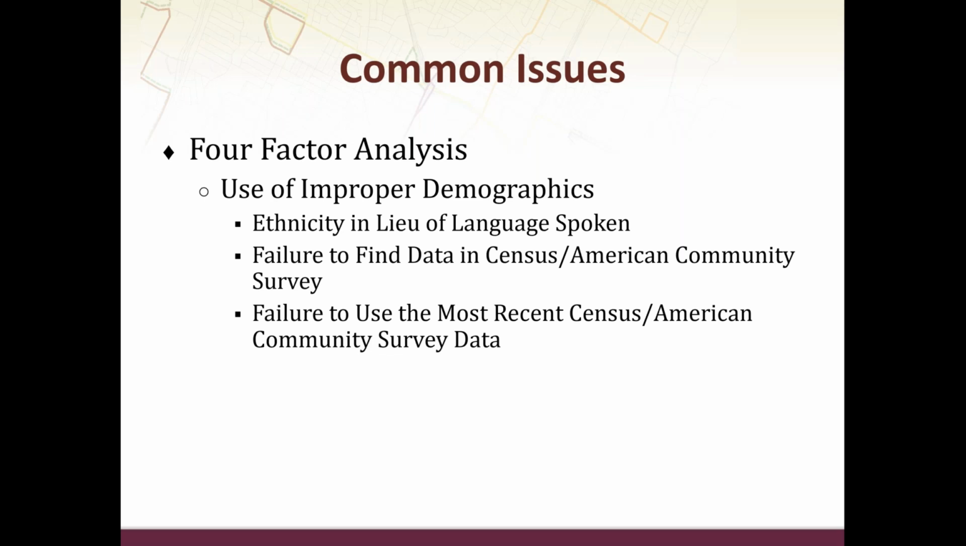And so what we don't want to see in your 4-factor analysis is language data from the 2010 census when it's 2020 and we're awaiting the 2020 census. What we want to see is the most recent American Community Survey data, which I believe right now is 2018. So if you have that, then that's a much better indicator of the actual state of your demographics than what the census is. And again, we want you to be using that most recent American Community Survey data.